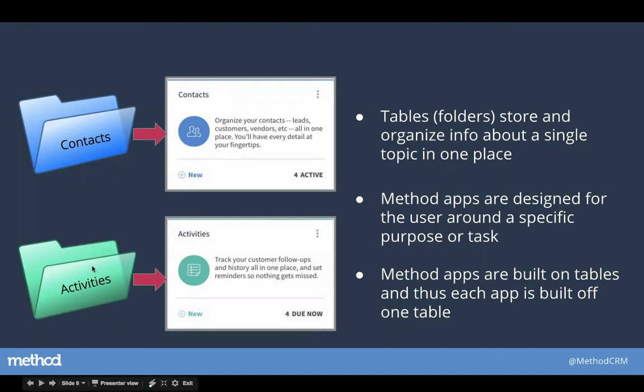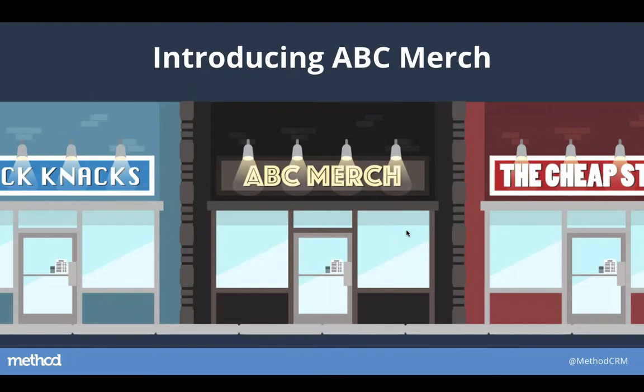The same can be said, for example, with your activities, which are your CRM interactions. So being able to track your customer follow-ups and history in one area and set reminders so nothing gets missed. These are all essentially just records or entries into the activities table or folder, if you want to use the analogy of the filing cabinet. So all these apps are built off of tables.